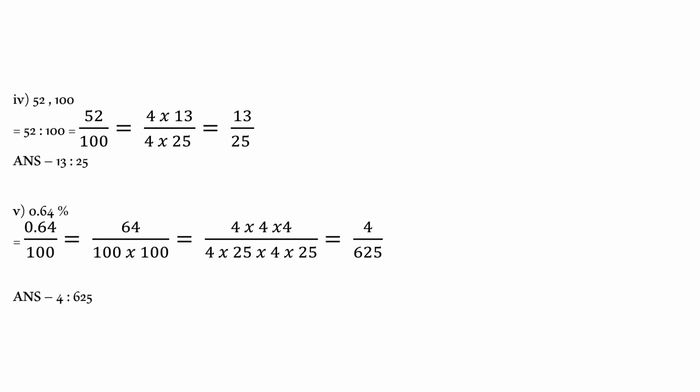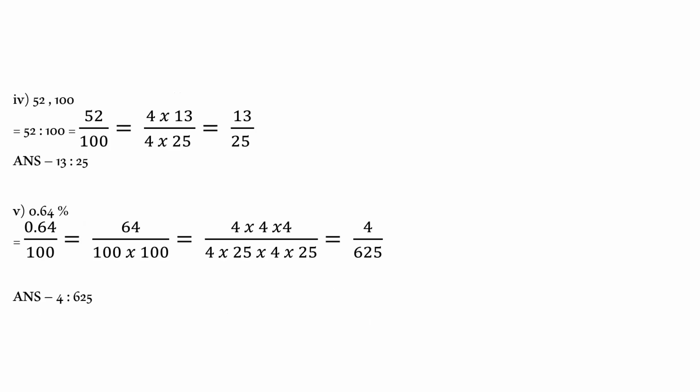Fourth sum, 52 is to 100. 52 upon 100 is equal to 4 into 13 upon 4 into 25. 4 and 4 in the numerator and denominator will be cancelled, and we have 13 upon 25. So our answer is 13 is to 25.